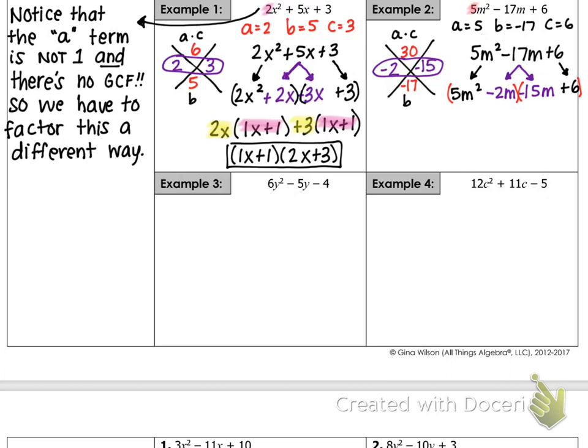Now we're going to wrap parentheses around the first 2 and the last 2. By the way, it doesn't matter which way you put these. If you put negative 15m first and negative 2m second, you're still going to get the same answer. You can try that if you want to. You'll get the same answer.